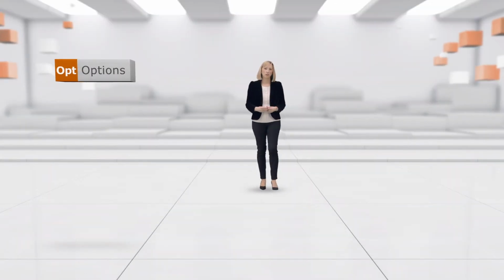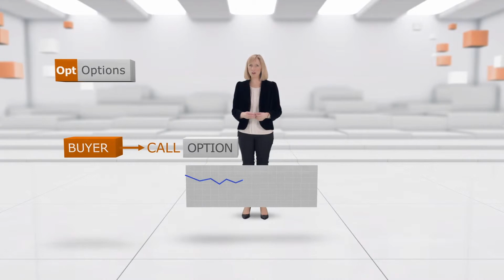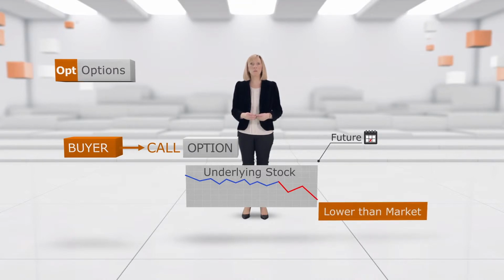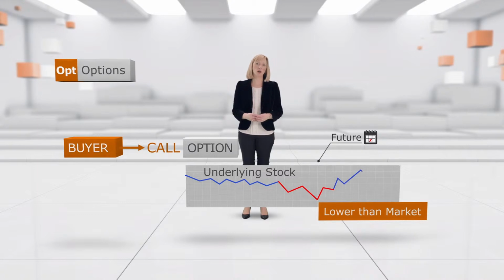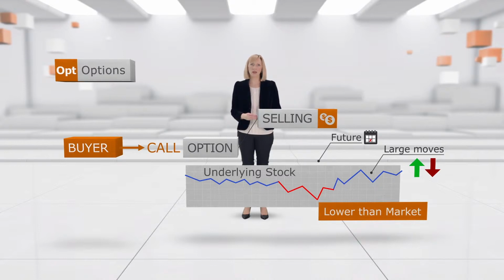So what are the advantages of trading stock options? As we mentioned earlier, the buyer of a call option has the right to purchase the underlying stock in the future and may be able to purchase it at a lower price than the market rate at that time. Traders can also benefit from large moves in the market, whether those are upwards moves or downwards moves. Finally, traders can receive income by selling an option for a premium against stocks that they own.